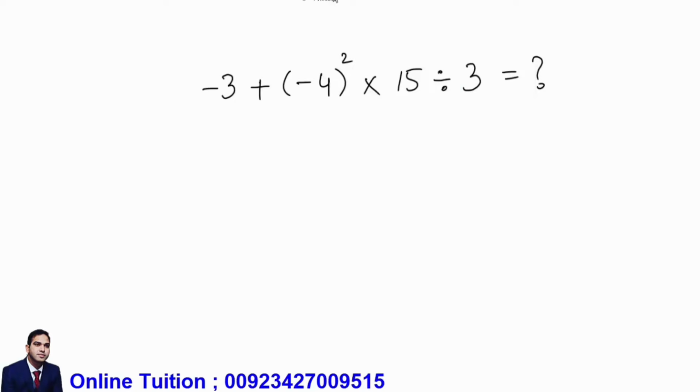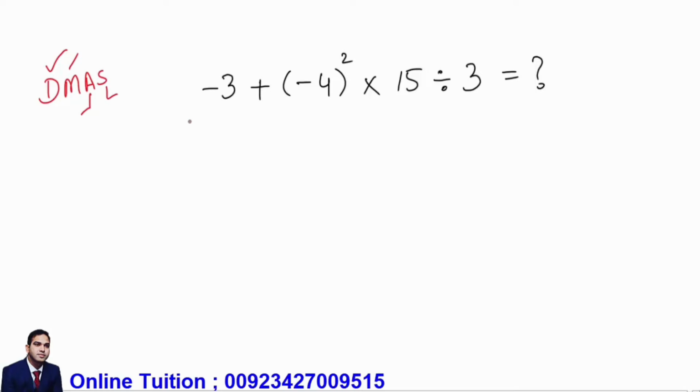Negative 3 plus negative 4 square multiply 15 divided by 3. So, in this question, first of all, identify what operations are used. First of all, this is itself a negative 3 value. This is not a negative as a sign. This is negative 3. The operations are plus, multiply and division. We will apply the DMAS rule in this question here. First of all, division, and after that multiplication, after that addition, and then subtraction.